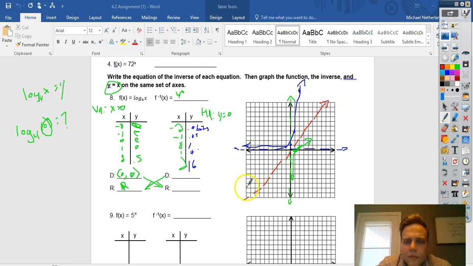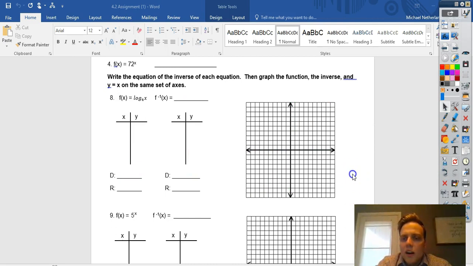And so you should notice, what do you notice about the blue graph and the green graph? They're reflections of each other across this red line. That's really what we're trying to get you to see. Okay, this blue graph and this green graph are simply reflections across the line y equals x, because that's what an inverse is graphically. Graphically, we say an inverse is a reflection across the line y equals x. Okay? All right, let's move on to the back page.